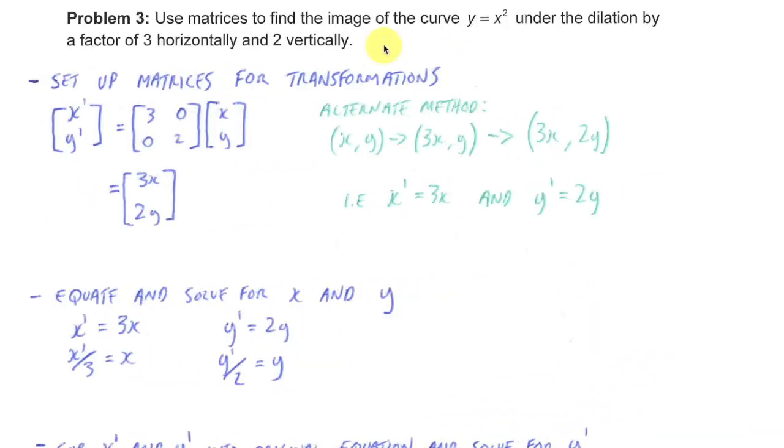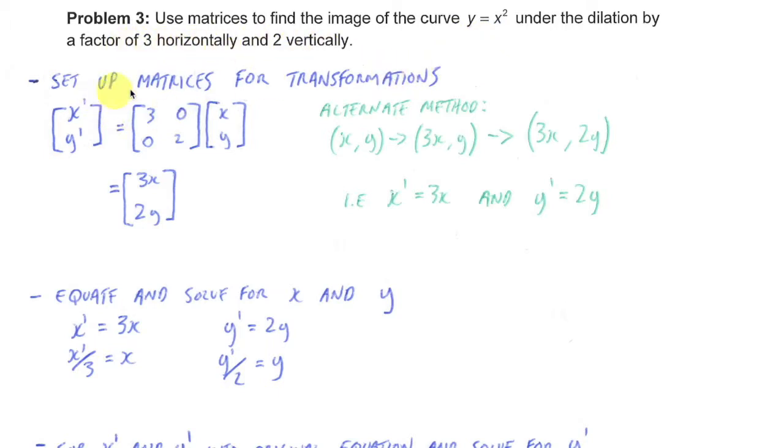Problem 3, use matrices to find the image of the curve y equaling x squared under the dilation by a factor of 3 horizontally and 2 vertically. All right, so every x value has been multiplied by 3, every y value has been multiplied by 2. And when we're talking about the image, well, we've been given a rule here, y equaling x squared, so we want to find a new rule that takes into account these transformations.